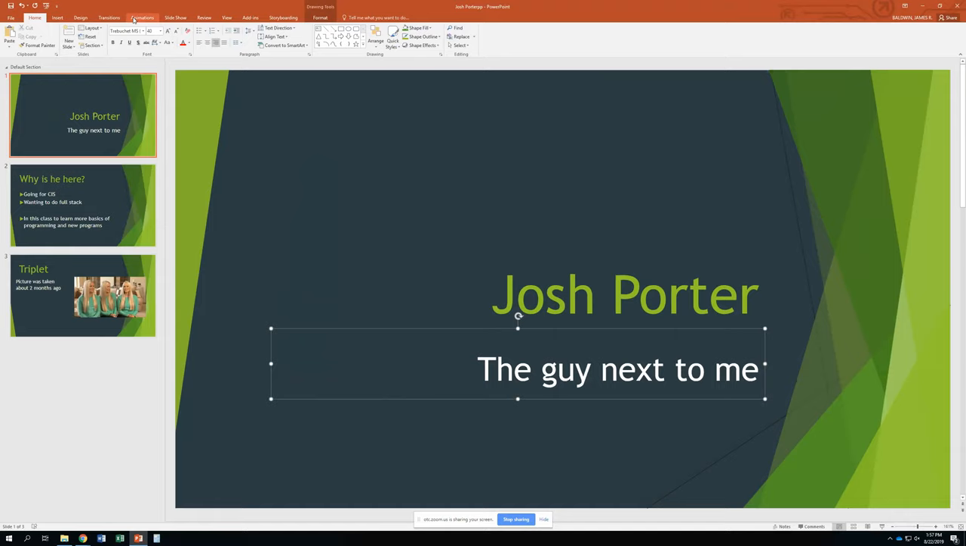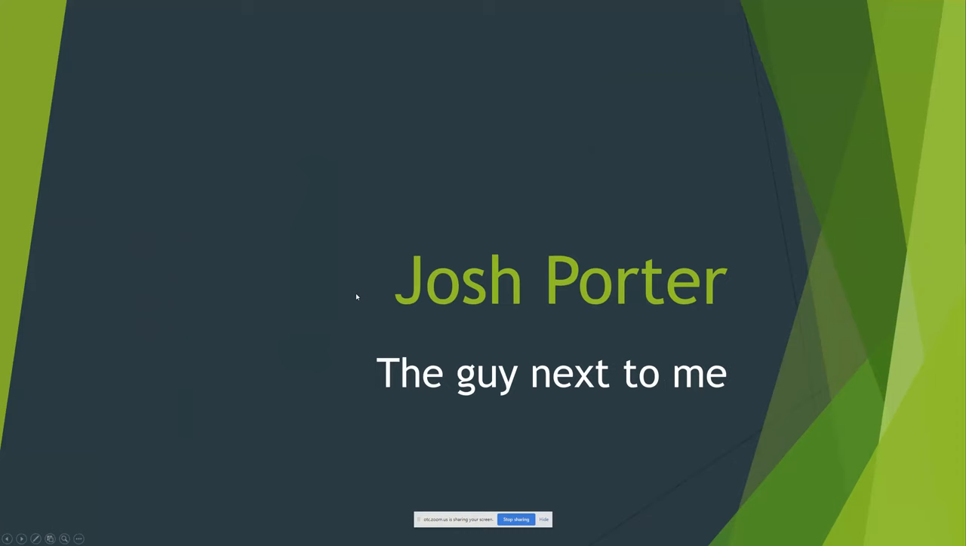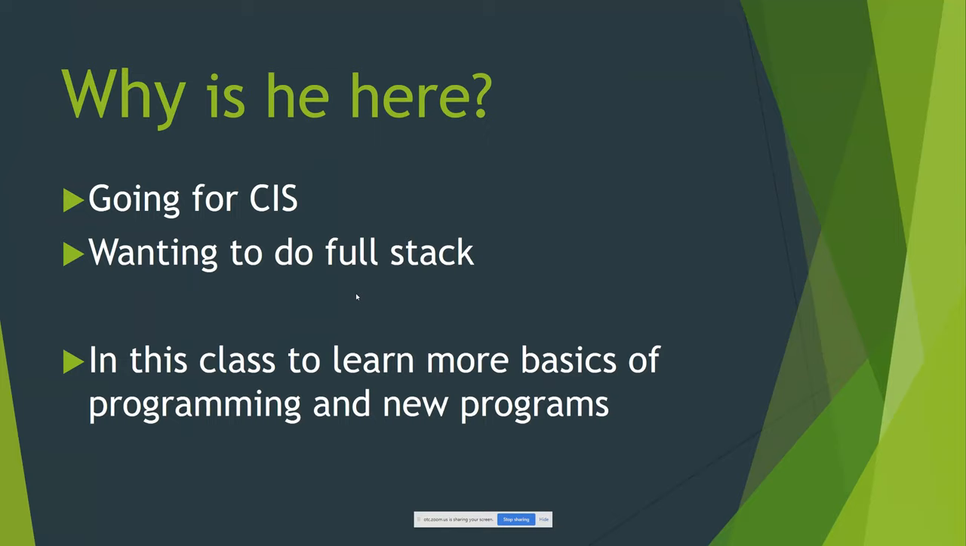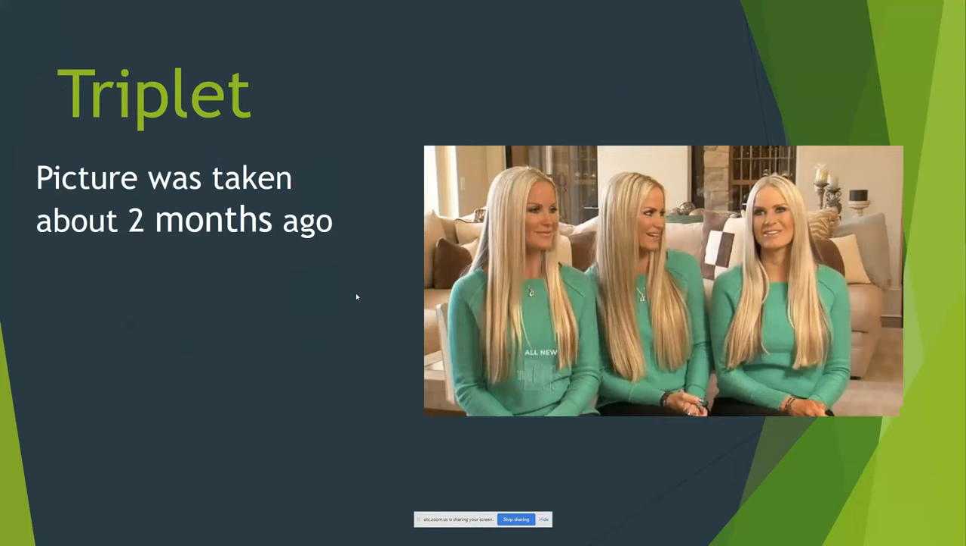This is Josh Porter. He is the guy next to me. He's going for CIS. He wants to do full stack, like web dev. He wants to learn more about the programming basics and new programs. He's a triplet. This was taken about 2 months ago. He's the one in the middle. I know it's kind of hard to tell.